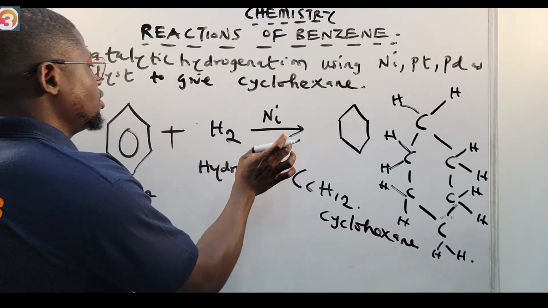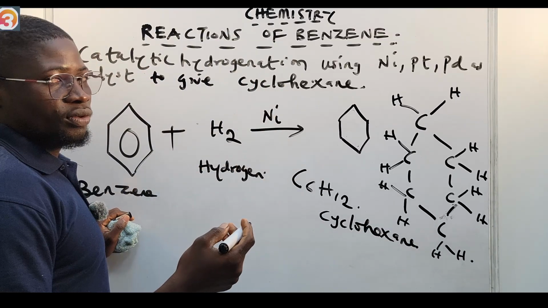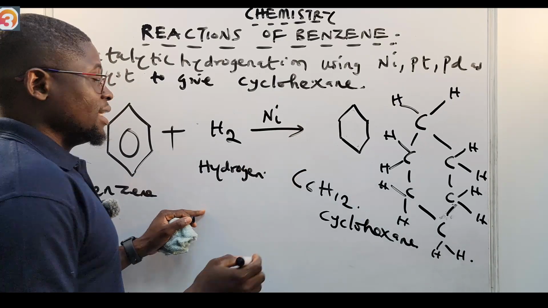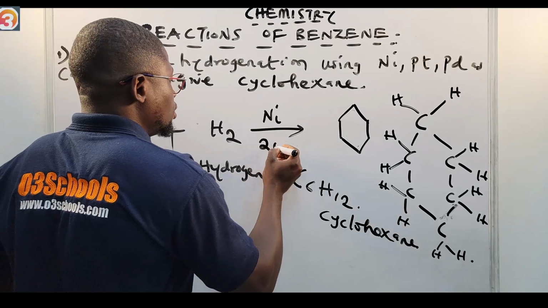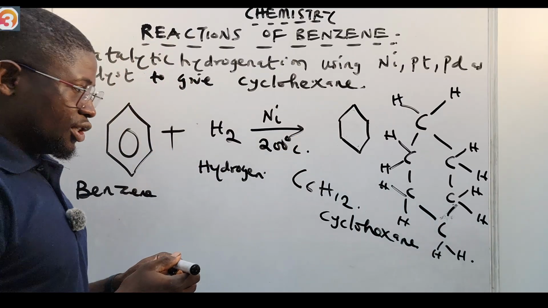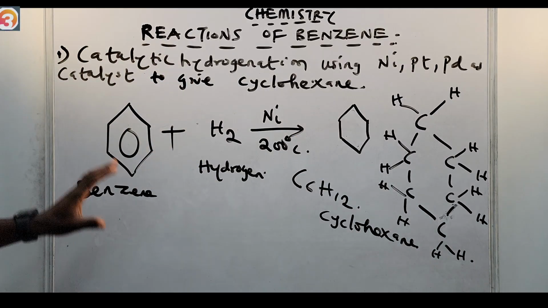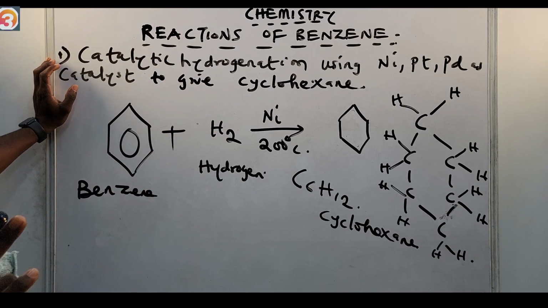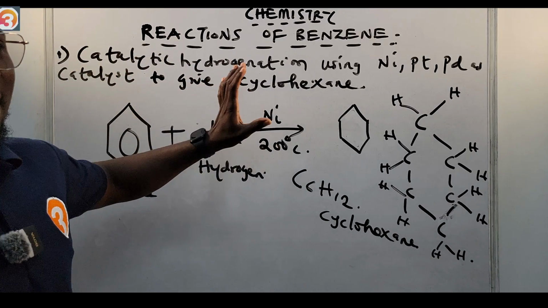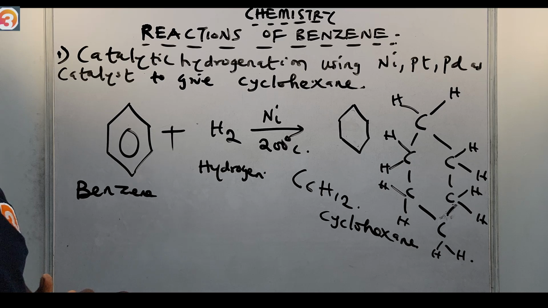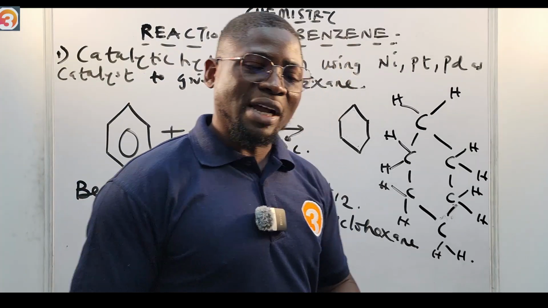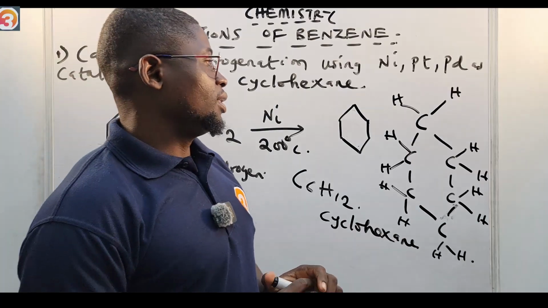So the temperature of this reaction is around 180 degrees to 200 degrees Celsius. Also, please take note of that. This is the product of the reaction between benzene and hydrogen in the presence of a nickel catalyst to give us cyclohexane. It's an addition reaction. So please take note of the reaction. There's a reason why I'm stressing it.